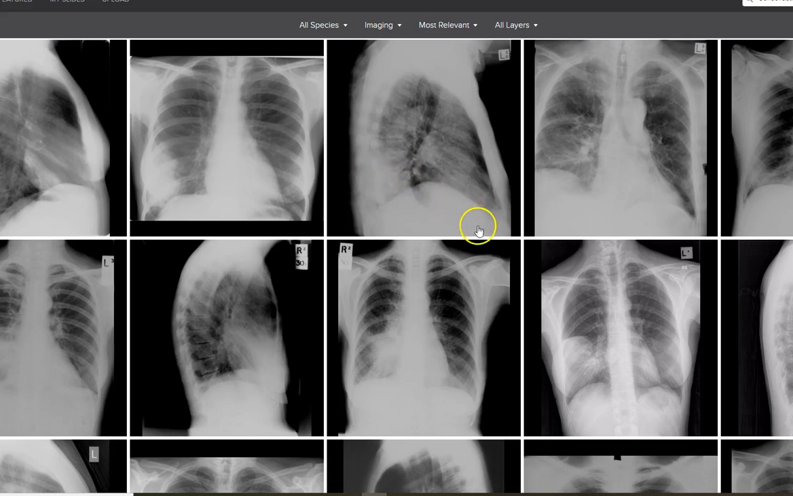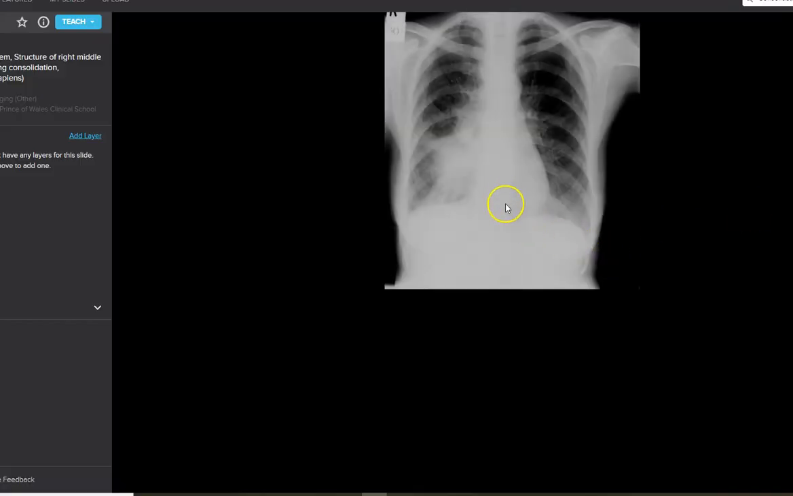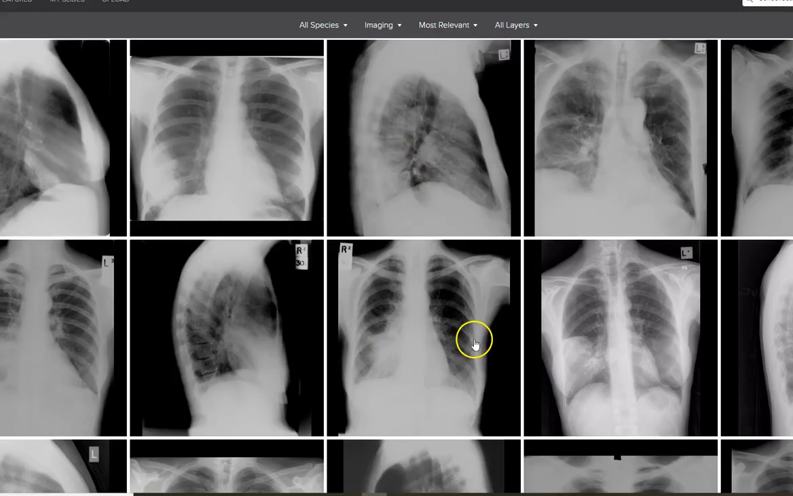This is best a resource called Slice, and it's a huge library of images. So what I've done is I've just typed in consolidation, and we can just have a look at a few of those films, so this is the consolidated area here. We can have a quick look at some of the best of their resources. What other ones are particularly good?